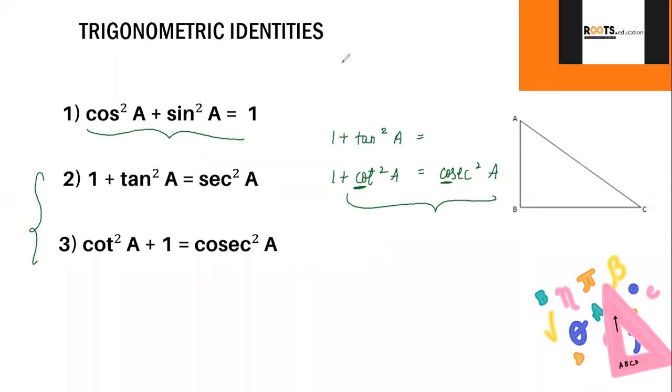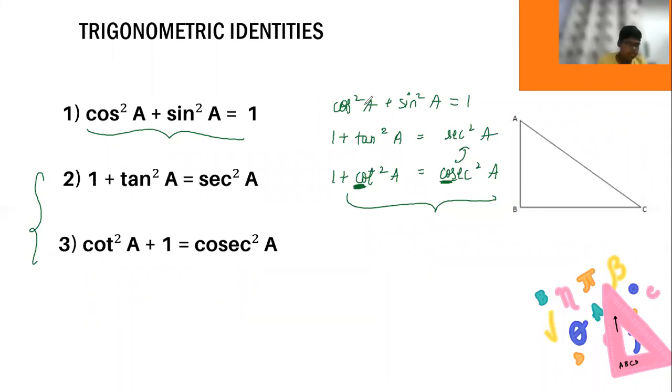You can use any of your tricks to remember. I'm just teaching you how I remember them. And 1 plus tan square is the opposite of cosecant, which is secant square. So 1 plus tan square is secant square, and 1 plus cot square is cosecant square. Remember that CO comes together with CO. The first one is easy: cos square A plus sin square A is equal to 1. Clear? Yes, ma'am.